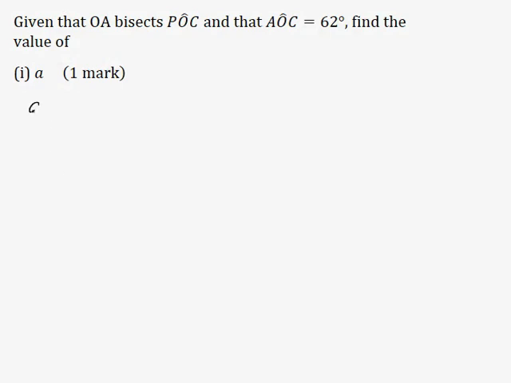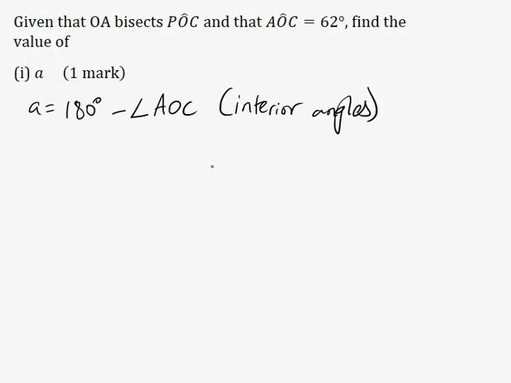So I could write here that A is equal to 180 degrees minus angle AOC. And I'll write here for my reason, interior angles. So A is equal to 180 degrees minus 62 degrees. A is equal to 118 degrees.